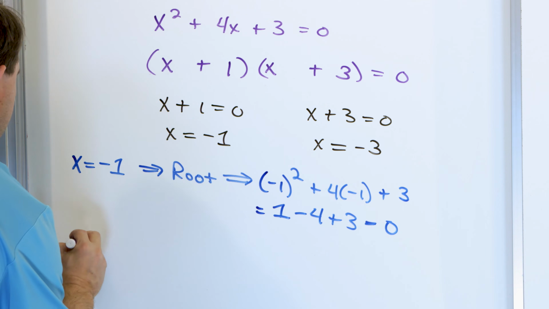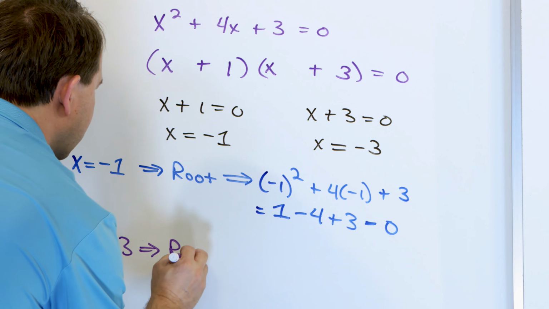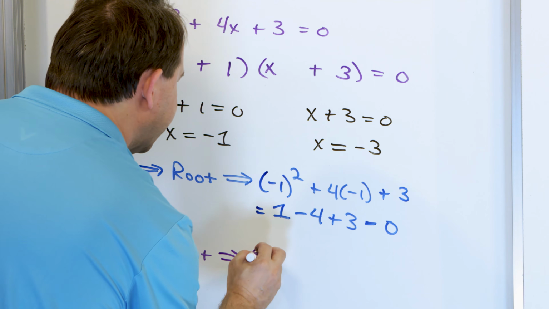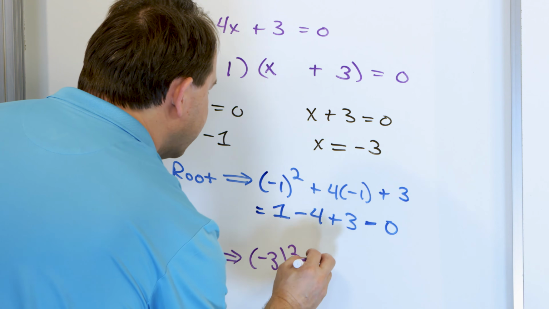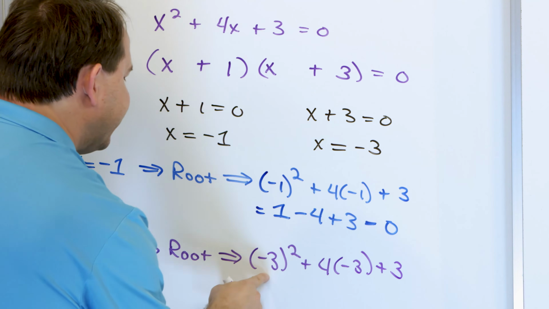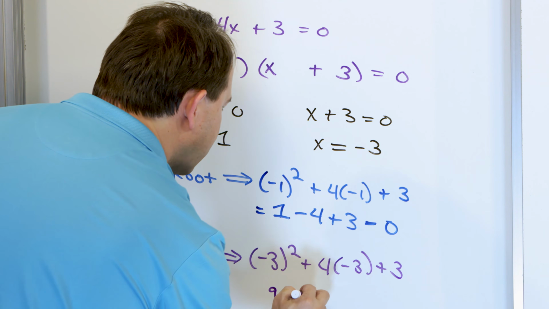All right? We know that x is equal to negative 3 is also a root, because when we stick that number into the equation, we also get 0. So negative 3 quantity squared plus 4 times negative 3 plus 3. What do we get? This is negative 3 squared, so that's a 9. And then minus 12 plus 3.